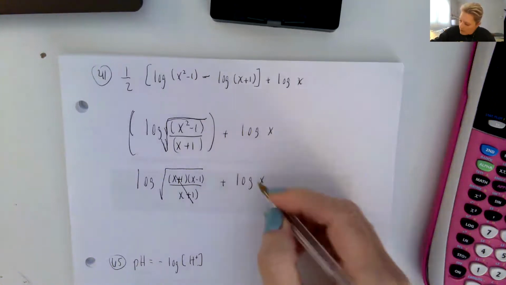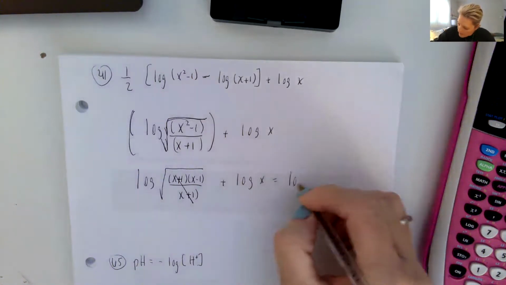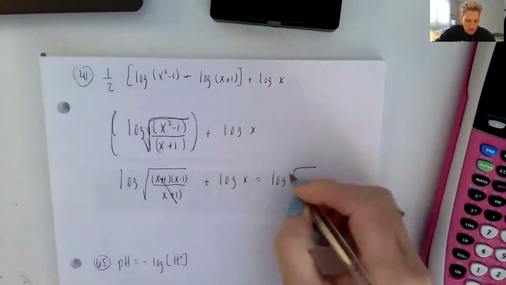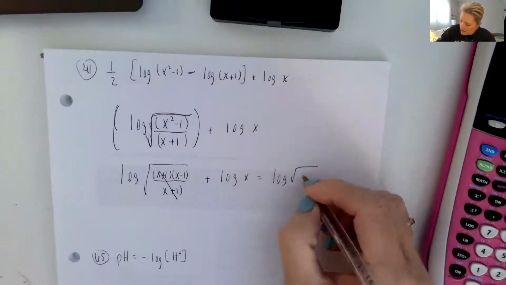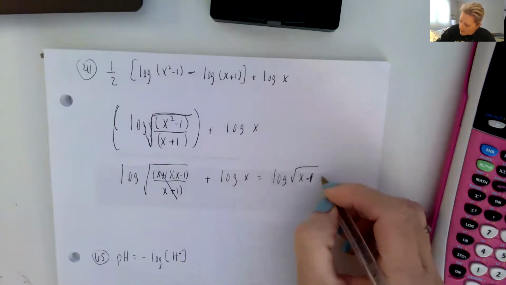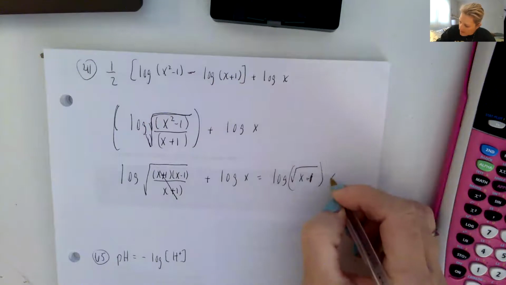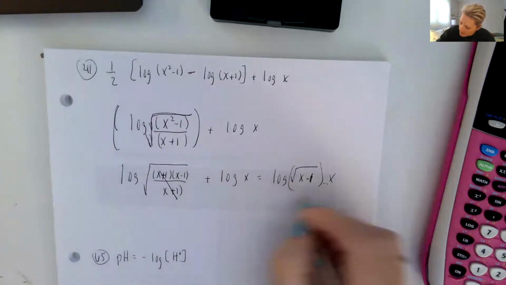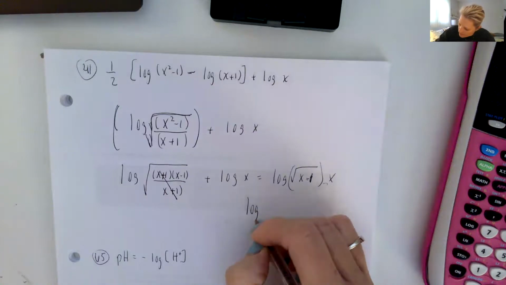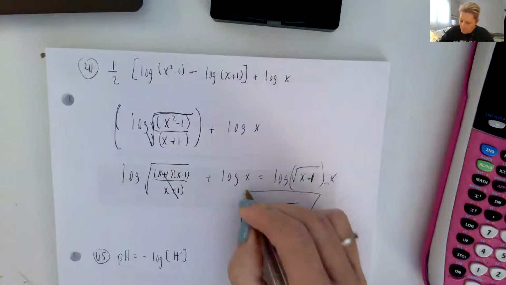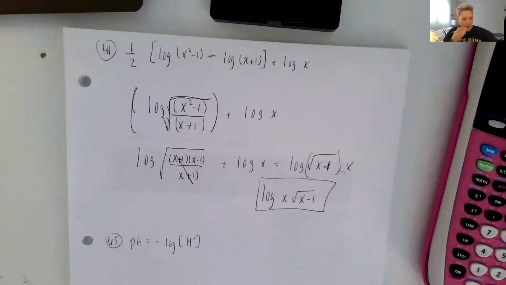So we have log of the square root of x minus 1 times x, because the plus turns into a product. And I'm going to bring the x out in front of that. So it's really the log of x times the square root of x minus 1.